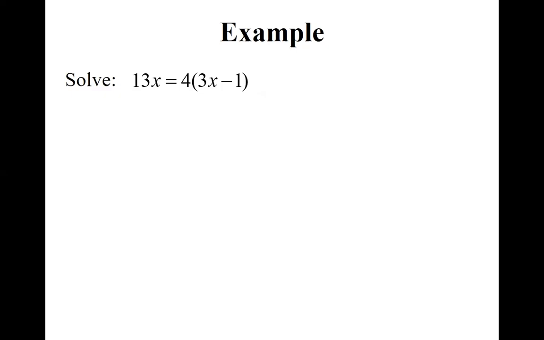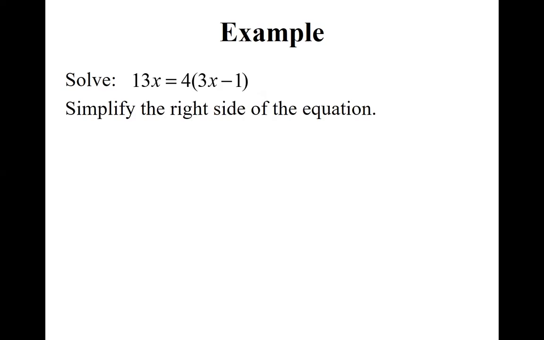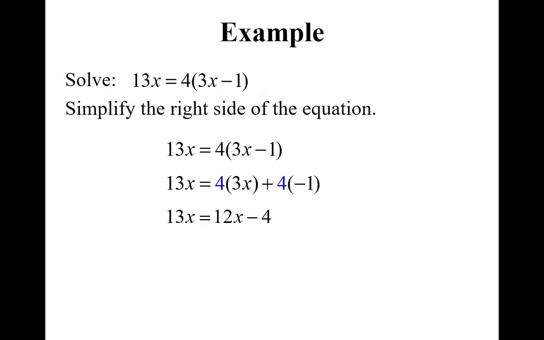13x equals 4 times the quantity 3x minus 1. We can simplify the right side. We know how to multiply to get rid of parentheses. 4 times 3x is 12x. 4 times negative 1 is negative 4. That simplifies the right side to 12x minus 4.